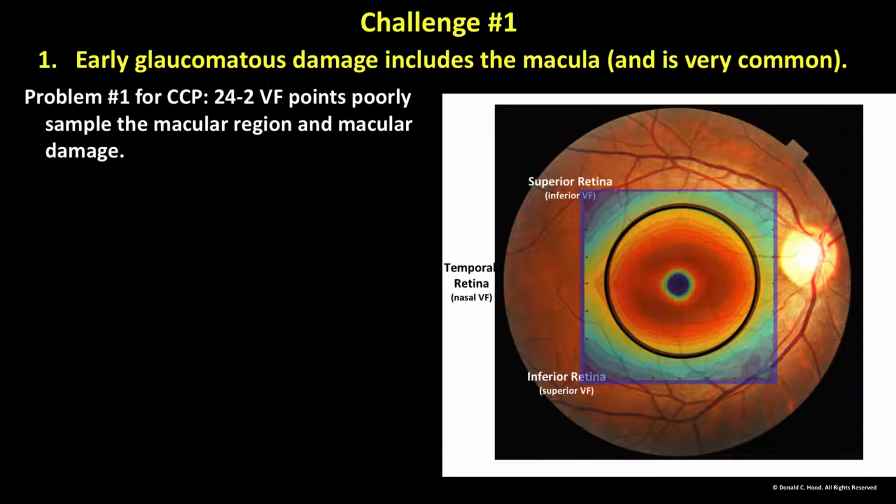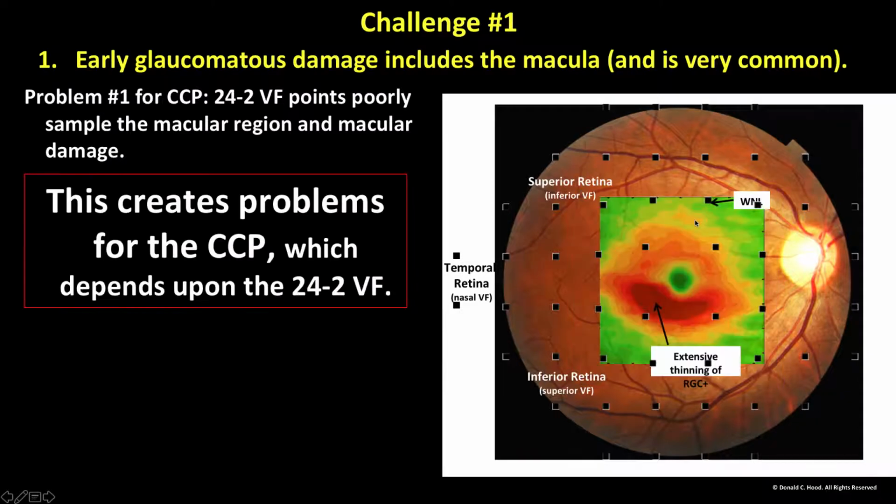All right, this causes two problems for the common clinical paradigm. The first problem occurs because the 24-2 points poorly sample the macular region. Here are the locations of those points plotted against the ganglion cell locations that they would be testing. I want you to notice that only the central 4 points fall within the macula, and they sample this damage very poorly. Remember, this is extensive thinning, and here are 4 points.